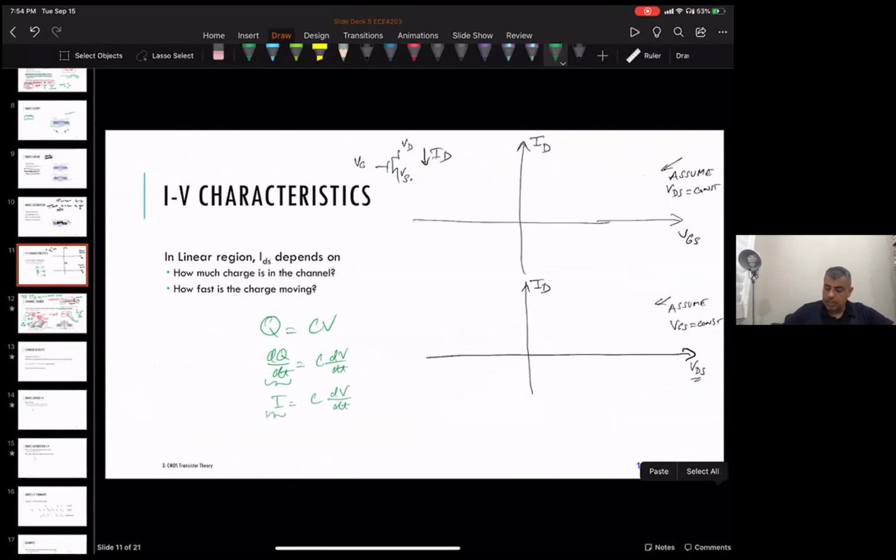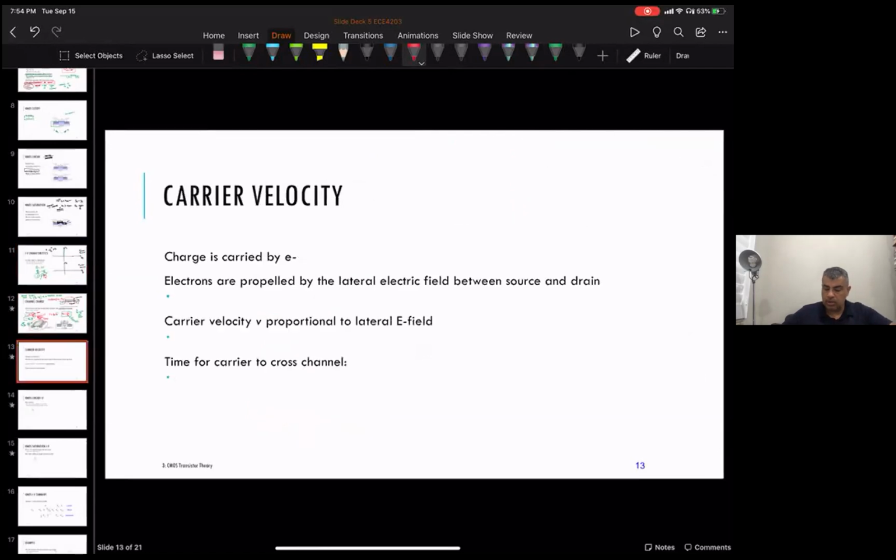If we want to find this current, we just looked at the capacitance, then we looked at the voltage. So we got those two. Now we need to look at how fast these charges are moving. Once we have the capacitance, the voltage, and how fast they're moving, we can get the current. So here we are.